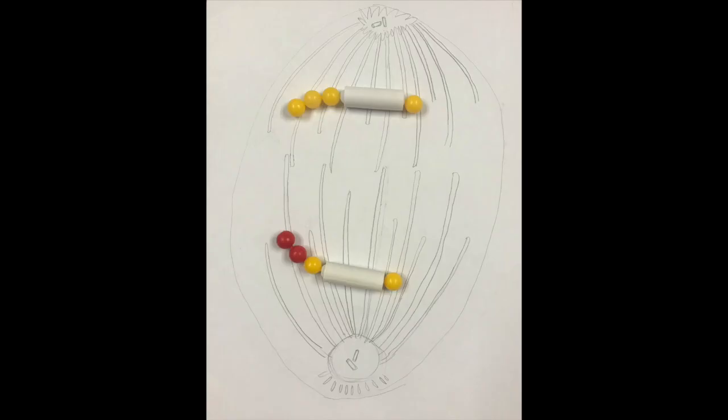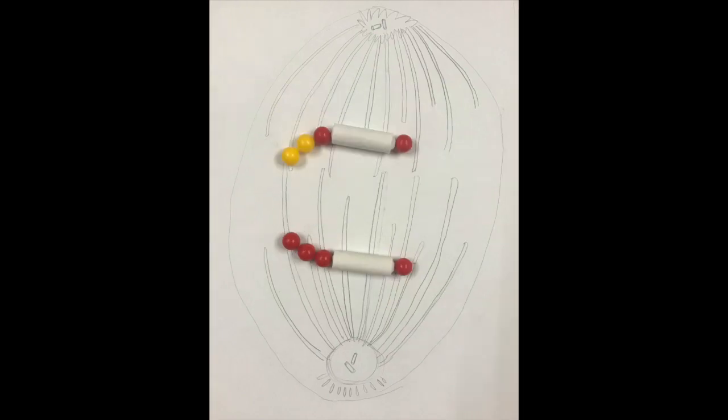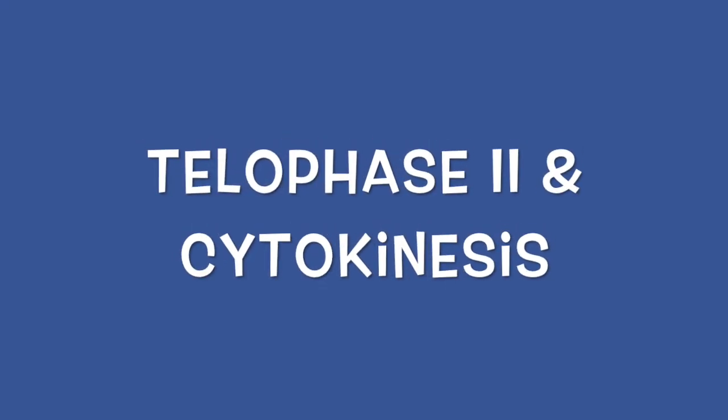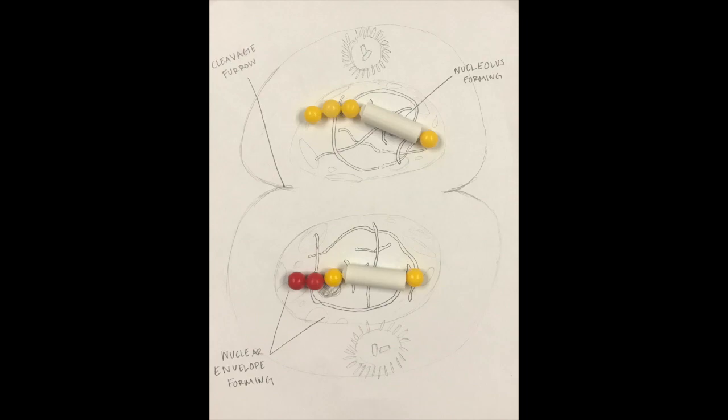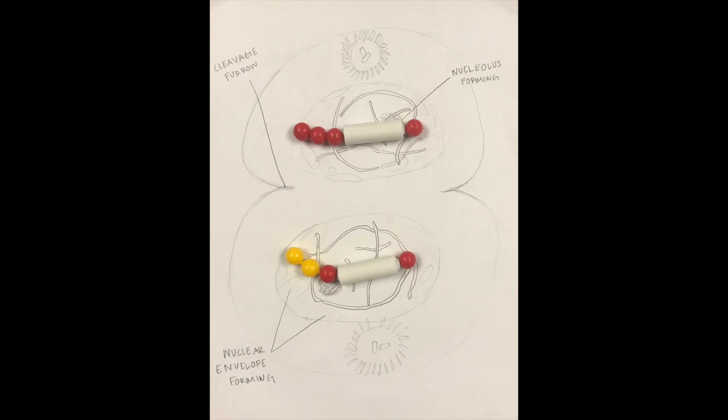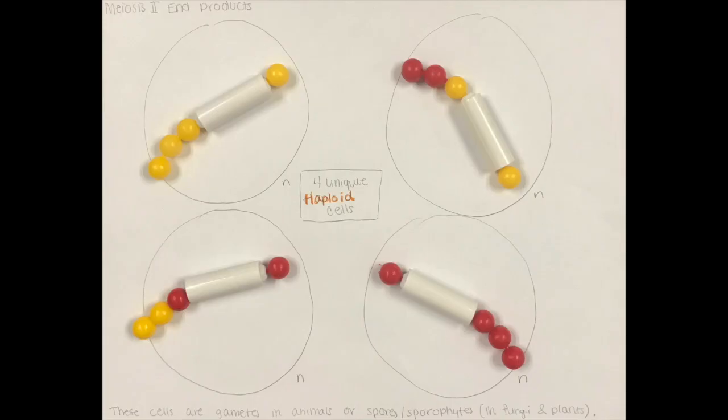In anaphase 2, sister chromatids are separated and move along the spindle apparatus to opposite poles. In telophase 2, the nuclei form in the 4 cells and cytokinesis occurs and completes the division, making 4 daughter cells with a haploid set of chromosomes that are genetically different from the parent cell.